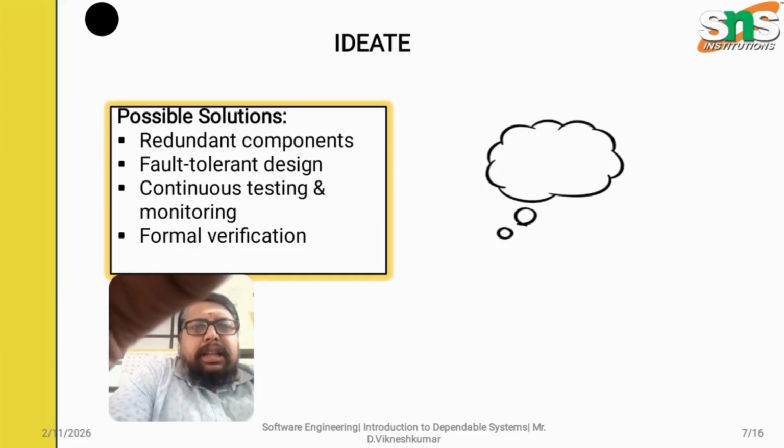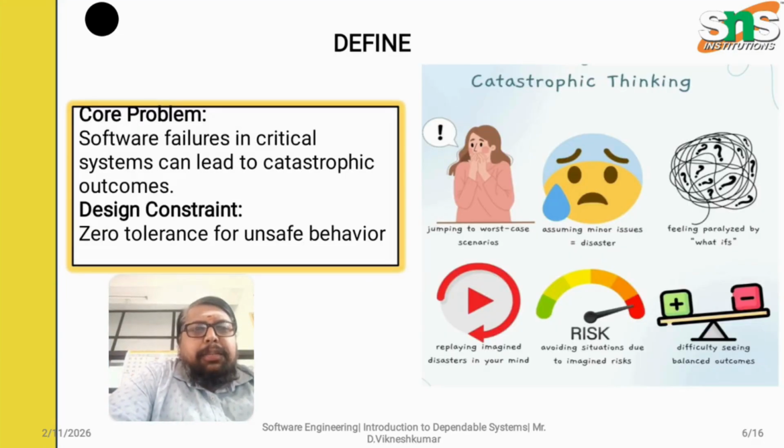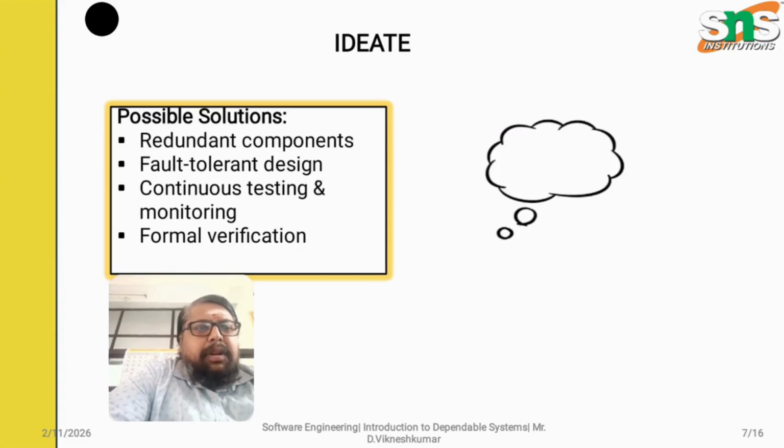This idea comes from the define part. The define part is the core problem where software fails in a critical system, causing catastrophic outcomes, and the decision considers zero tolerance for unsafe failures. In the ideate part we have possible solutions, which comprise redundant components, fault tolerant designs, continuous testing and monitoring, and formal verification.